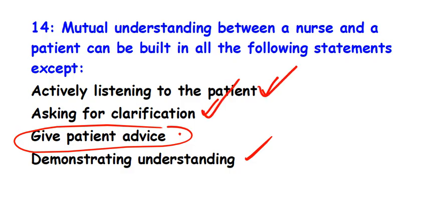Then, for it to be also very effective, clarity is very, very important. Clarifying, okay, where maybe if you're even giving information to this patient, you have to be very clear, okay? You don't have to be vague. So basically that can also build a mutual relationship. Then C saying give patient advice. I'll leave it, I'll explain it at the end.